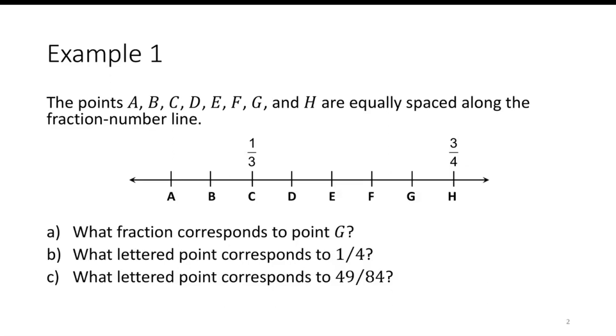The points A, B, C, D, E, F, G, and H are equally spaced along a fraction number line. So the first question here is, what fraction corresponds to point G? Well, I know that C corresponds to 1/3 and H corresponds to 3/4.